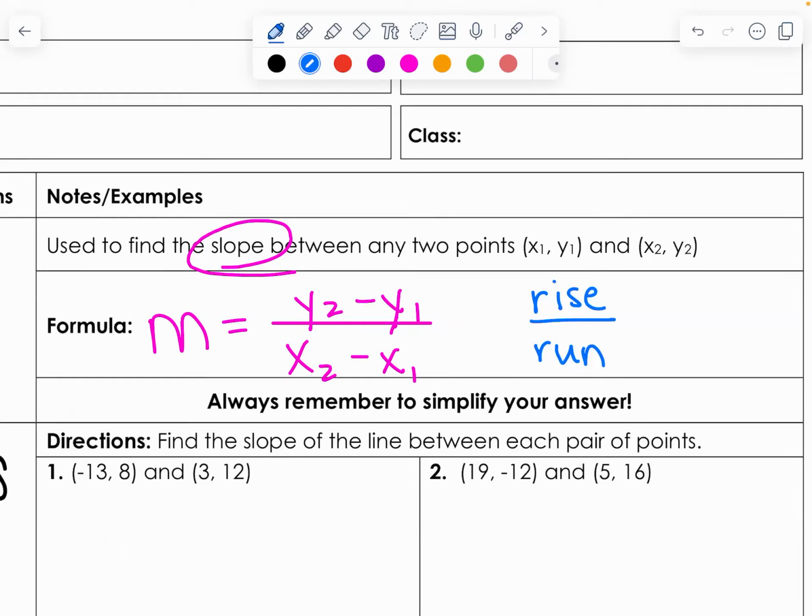Okay. So I'm going to draw a little picture just for reference here. Okay. When we find the rise, we take the difference of our y coordinates. In order to find the run, we subtract our x coordinates. Okay. But we need to be careful of the order. So please do not work ahead of me. Yes.